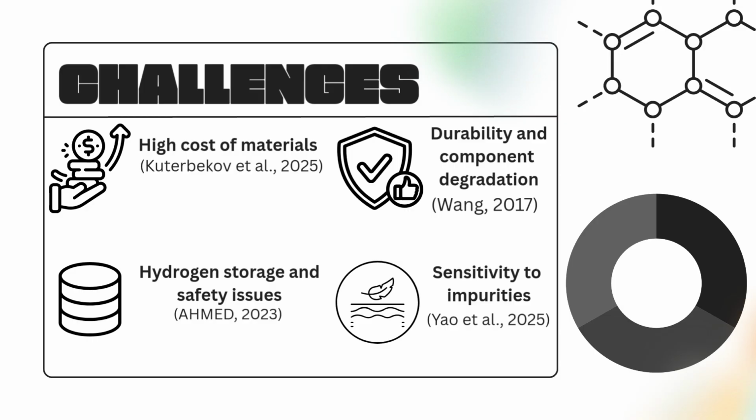Finally, fuel cells are very sensitive to impurities. Even a small amount of gases like carbon monoxide or sulfur compounds can poison the catalyst and reduce performance. This means hydrogen must be purified to a very high level, which increases the operating cost.